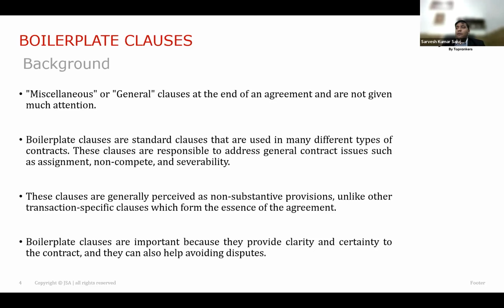If they did not have, they had to perform the part of the contract, and there were legal obligations and legal complications for them. So the importance of boilerplate clauses cannot be stressed enough, and you should have clear and certain boilerplate clauses which help you to avoid dispute and avoid the breach of the contract.